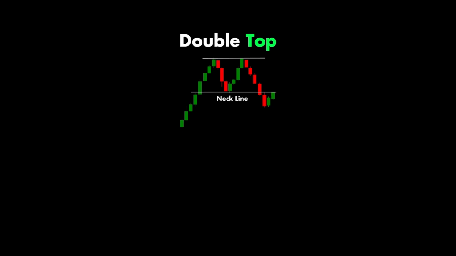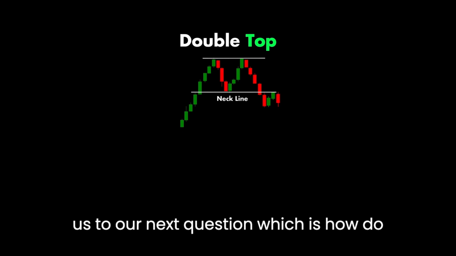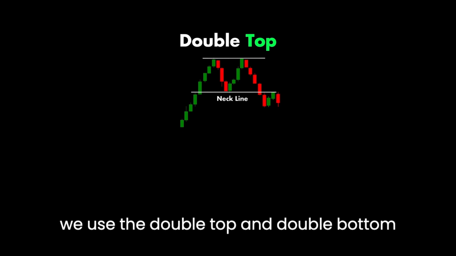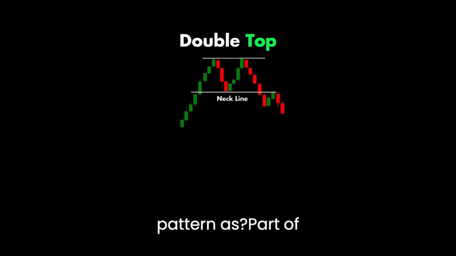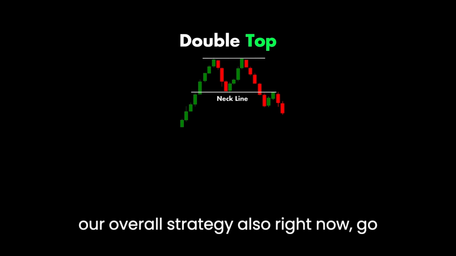So this then brings us to our next question, which is how do we use the double top and double bottom pattern as part of our overall strategy?